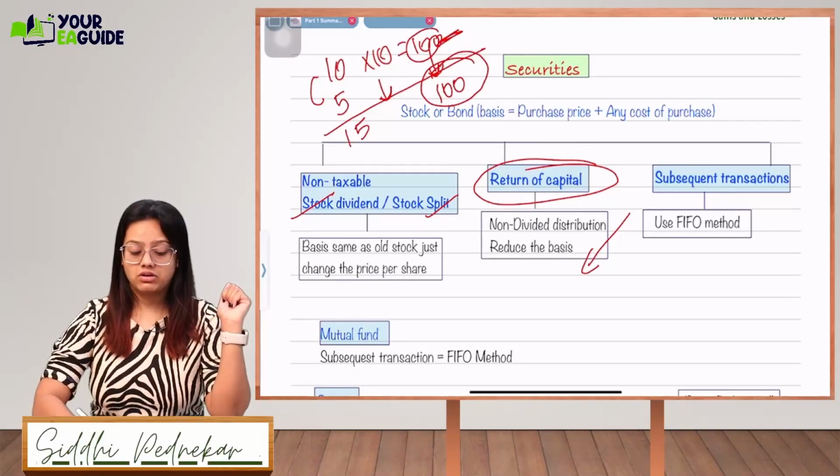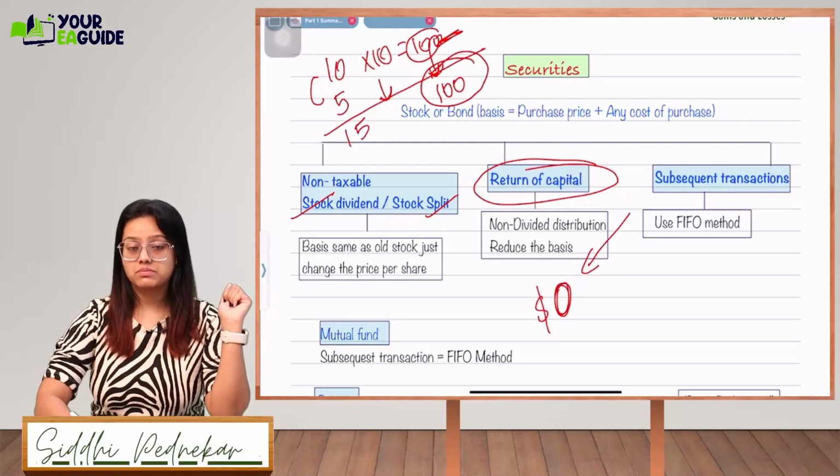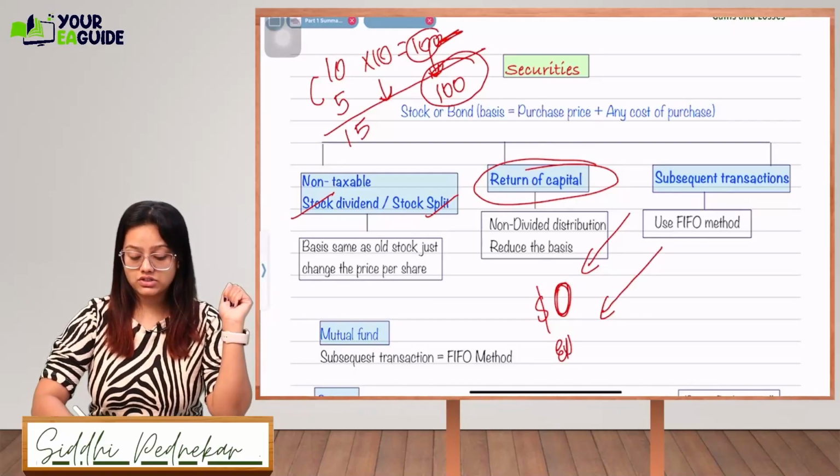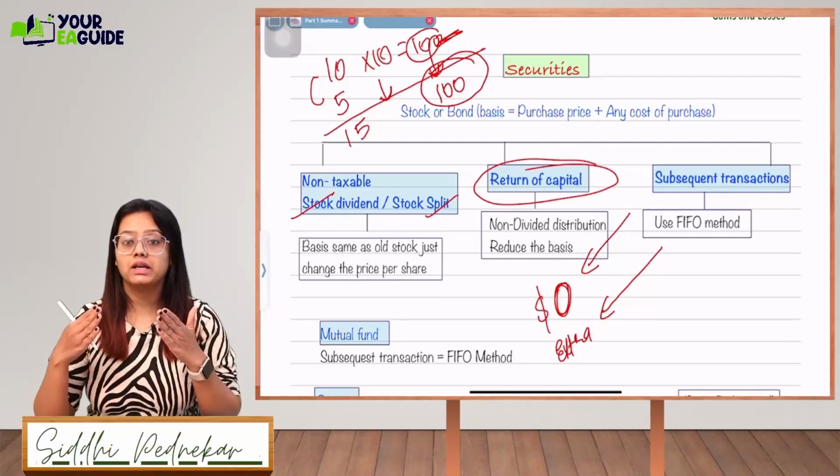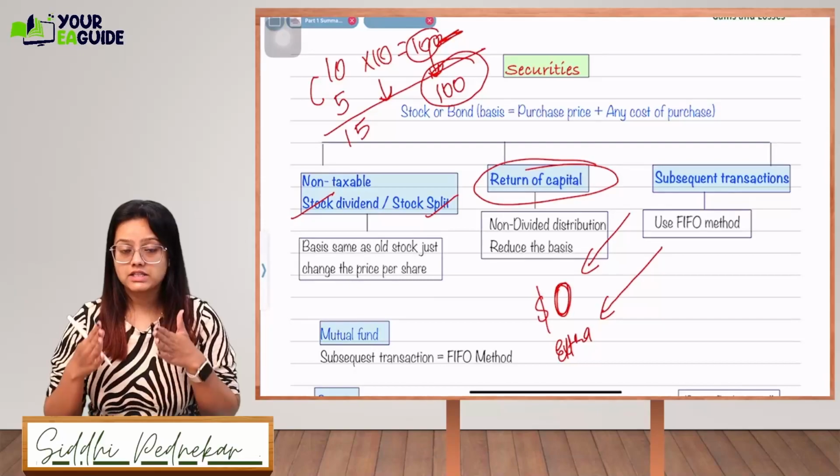Now let's say your basis reduces and becomes 0. Still, you are going to receive a distribution. So the extra distribution which you receive, which is over and above your basis, is your capital gain. Got it, guys? This we have already seen.